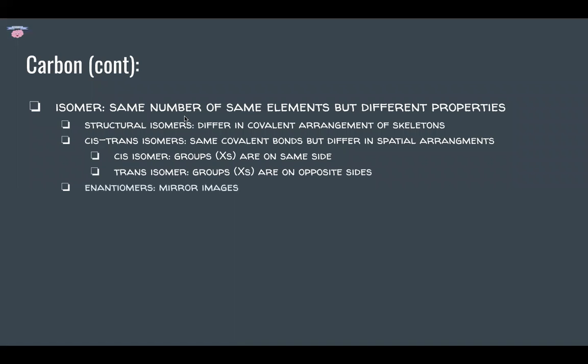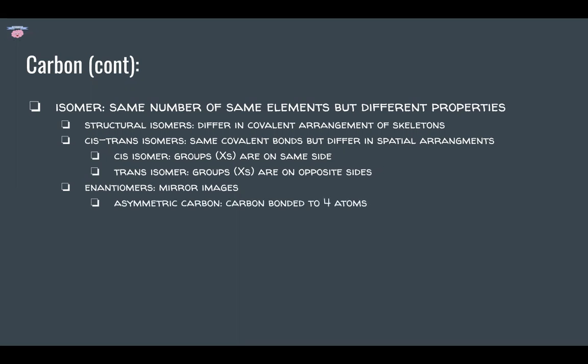And finally, enantiomers are mirror images. But they still have different properties. They have the same covalent bonds, the same elements, and the same number of atoms. They're literally mirror images of each other, but they have very different properties. This is a bit more rare than the others.